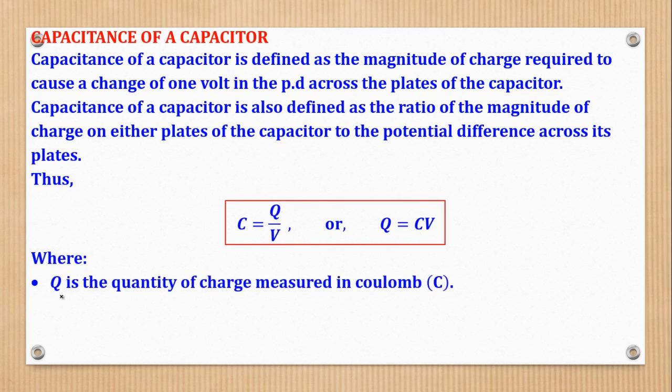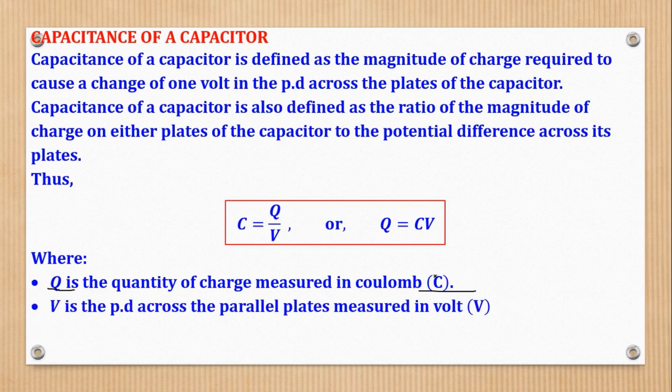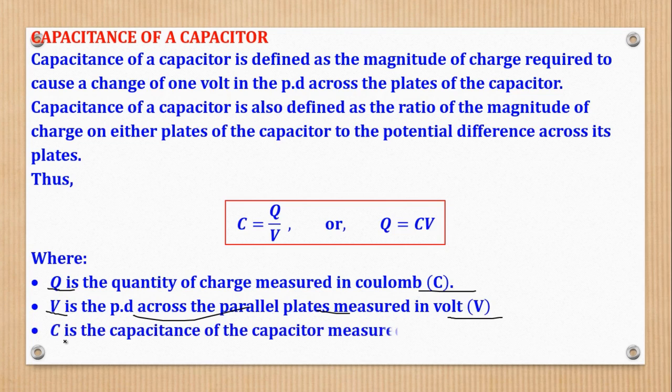So here we shall define the symbols. Q is the quantity of charge measured in coulombs. So if charge is given in microcoulombs, we change it to coulombs. Then V is the PD across the parallel plates and is measured in volts. And lastly, C is the capacitance of a capacitor and is measured in farad. So farad is the SI unit of capacitance.